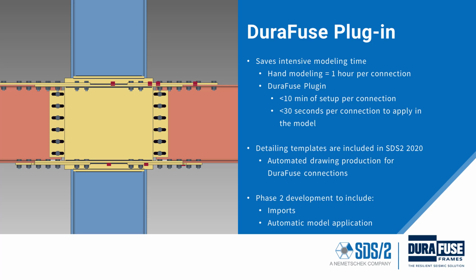The other thing to know about this is that it includes detailing templates. This will automate the drawing production for these connections and save you a ton of cleanup time as well. The final thing that we want you to know about this is that this is phase 1 of the development for the DuraFuse plugin. Phase 2 will also include the ability to import a file that will automatically place these connections in your model for you without having to reference all of the schedules and do the manual application, as you'll see in our demo now. So keep an eye out for that later in 2021.